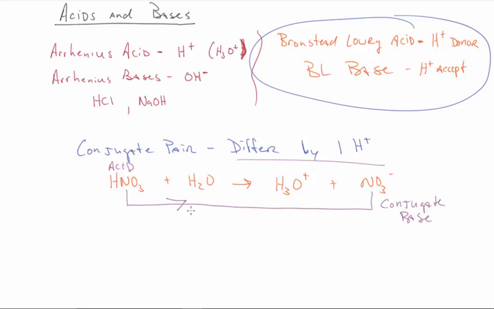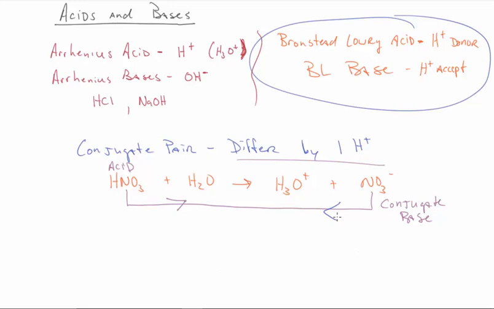nitric acid is donating the hydrogen. But now if you look at the opposite direction, going backwards, the NO3- will actually pick up the hydrogen if it's going in reverse. So generally speaking, your conjugate is going to be the opposite of what it started as.